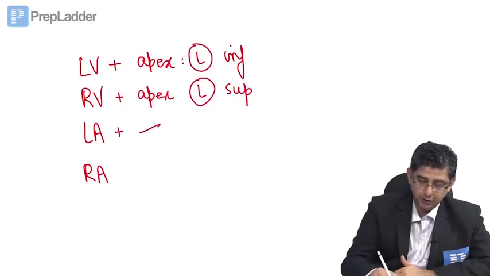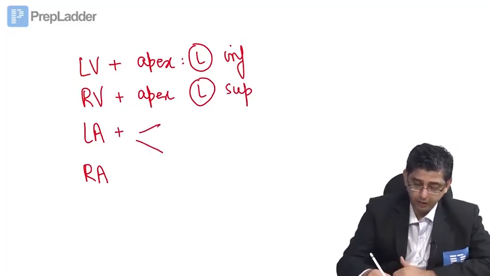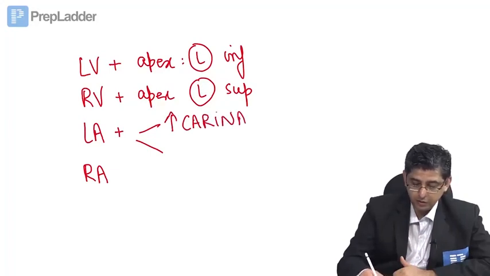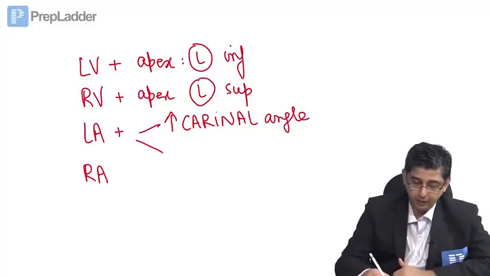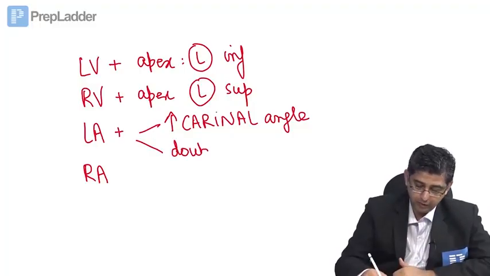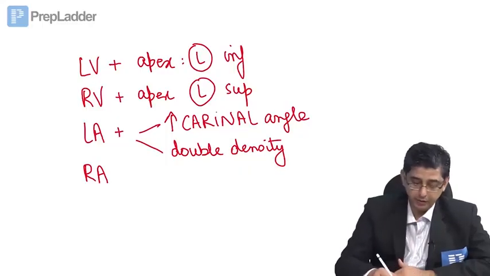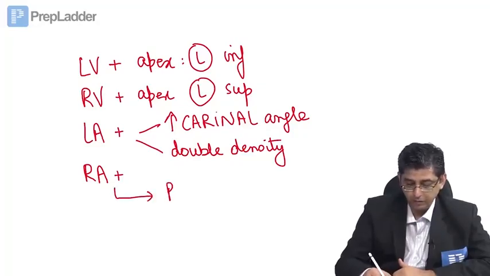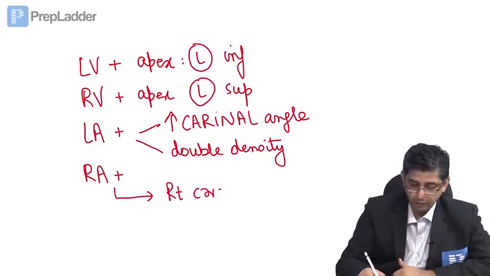Left atrial enlargement will have two findings. One would be an increase in the carinal angle, which normally is 60 to 70 degrees. And the second finding would be a double atrial shadow or double density. For the right atrial enlargement in the patient, remember that the right cardiac border will become relatively more prominent.